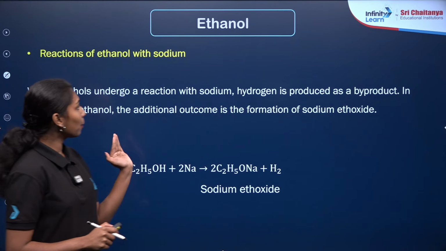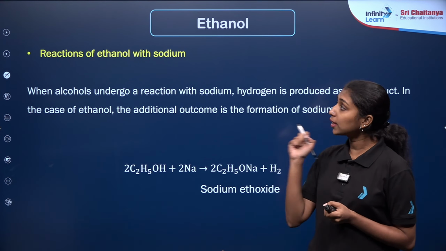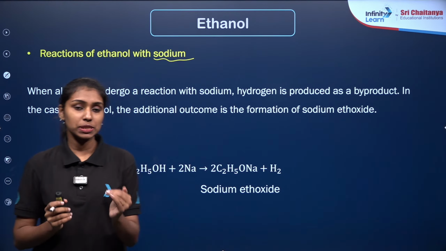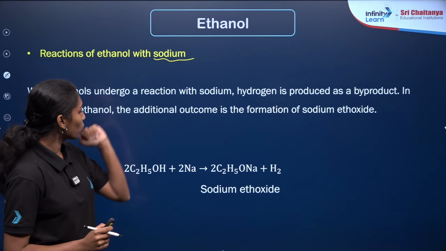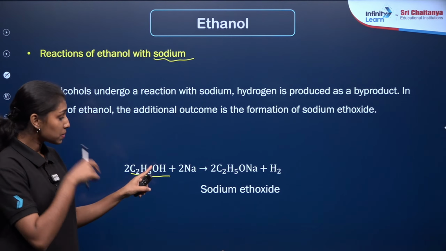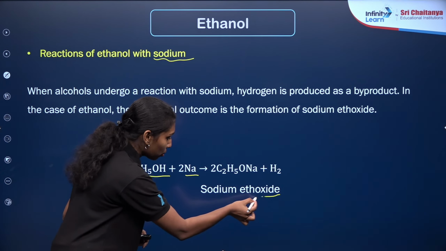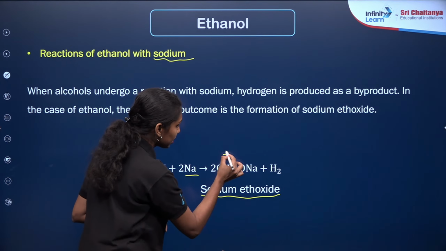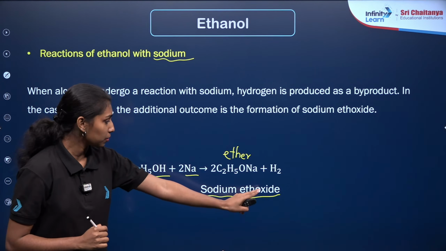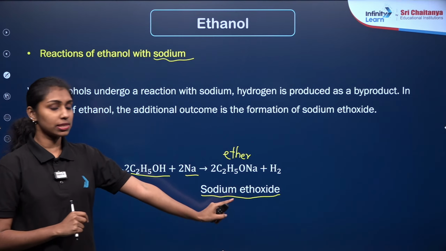Now let us discuss the chemical reactions of ethanol. We will start with the first reaction, the reaction of ethanol with sodium. As we already know, sodium is a metal, right? So what product do you expect from ethanol with sodium? This is our ethanol molecule. Whenever I treat it with sodium metal, we get the sodium ethoxide molecule, along with hydrogen gas. So treating ethanol with sodium, we get sodium ethoxide. Clear?